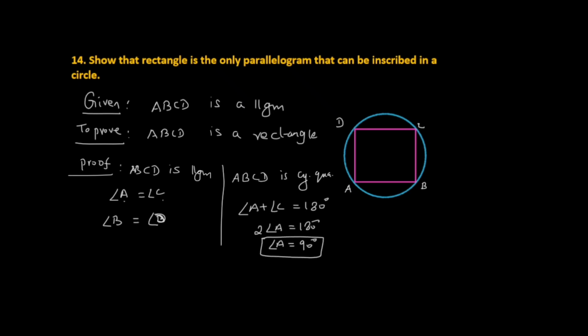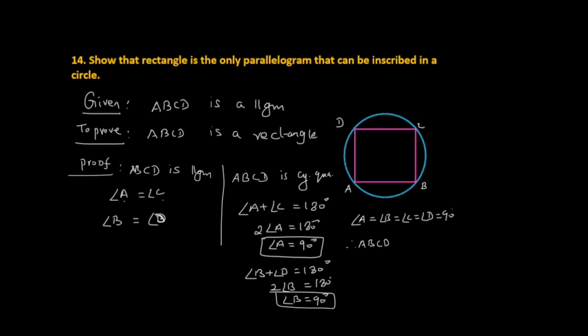Taking the other pair, angle B plus angle D is equal to 180 for a cyclic quadrilateral. So twice angle B is equal to 180, which means angle B is equal to 90 degrees. Now all the angles are 90 degrees, that is, angle A is equal to angle B is equal to angle C is equal to angle D is equal to 90 degrees. Therefore, the parallelogram ABCD inscribed in a circle is nothing but a rectangle.